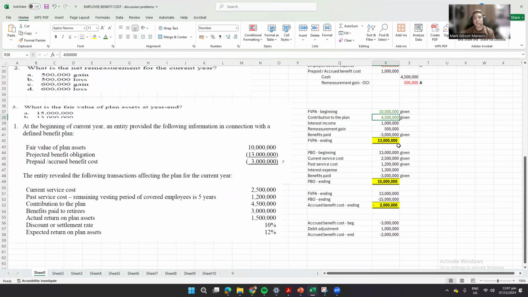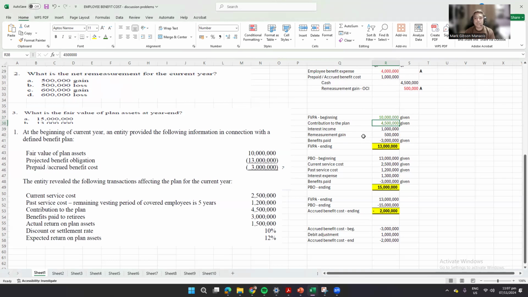Interest income, ito class, yun yung na-compute natin kanina. Sabi natin, to compute for your interest income, that's simply your fair value of plan assets of 10 million multiplied by the discount or the settlement rate. No? So that's 10 million multiplied by 10%. So that's 1 million pesos. The remeasurement gain, so we have calculated this earlier.